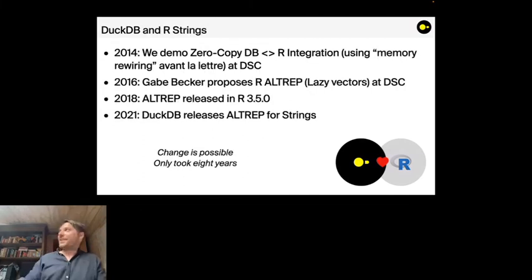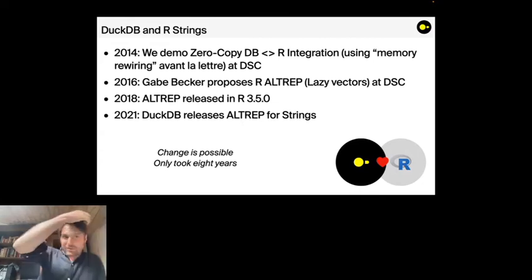And there's some interesting things that happened along the way. For example, dealing with strings in R can be a challenge if you're an external system. And if you're talking to things like ClickHouse or Postgres, there's a lot of conversion going on. And we actually demoed a way around that in 2014 at DSC, which is the subconference of useR. And then in 2016, Gabe Becker proposed this ALTREP framework, which DuckDB now in 2021 actually uses to make string transfer from DuckDB to R fast. So this is kind of funny how sometimes you can actually change the environment. It just took 8 years. So that's the time frame that we're operating on here.